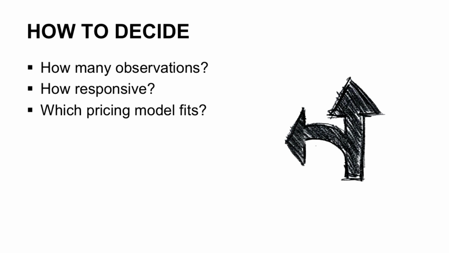Do you have 1,000 at a time? Do you have millions at a time? Obviously, the more you have, the more likely it is that batch prediction is going to be a better fit. How responsive do you need to be?